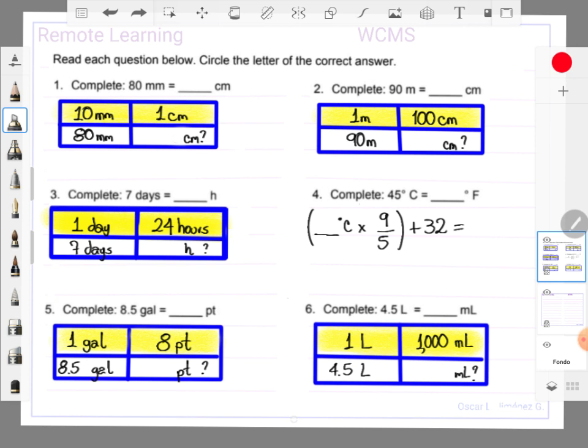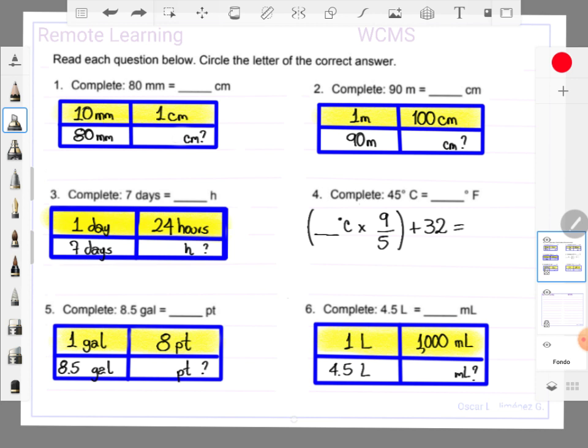The conversion factor is the factor that you use to convert from one unit to the other unit. For example, we are using millimeters, but we want to convert this unit to centimeters. That's why we need to use the correct conversion factor. In this case, the conversion factor is 10 millimeters equals 1 centimeter.